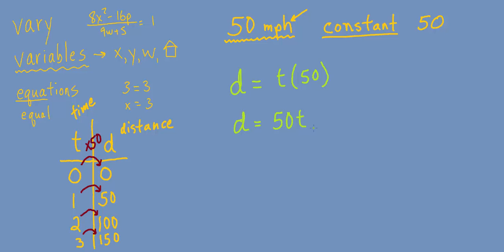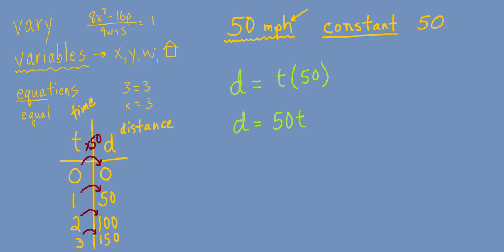If you're driving down the freeway at 50 miles an hour and you want to know how far you've gone after a certain amount of time, this is the pattern. You multiply the time by 50 and that will spit out the distance that you've gone.